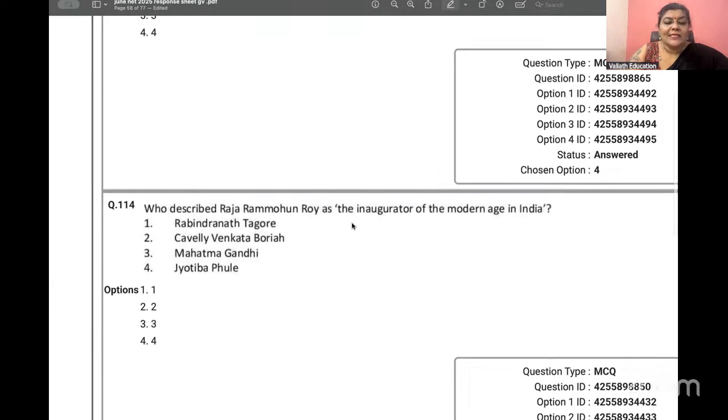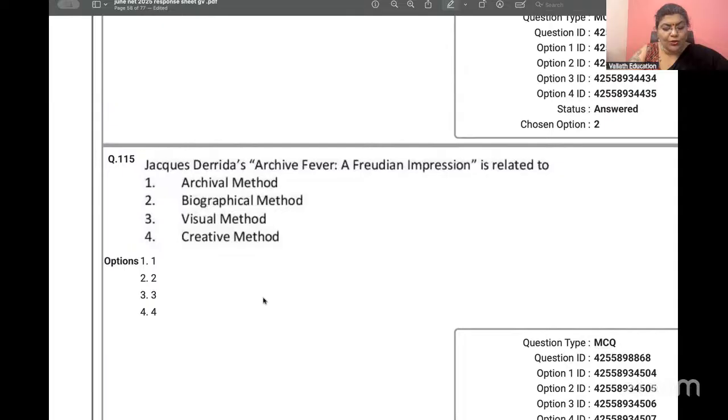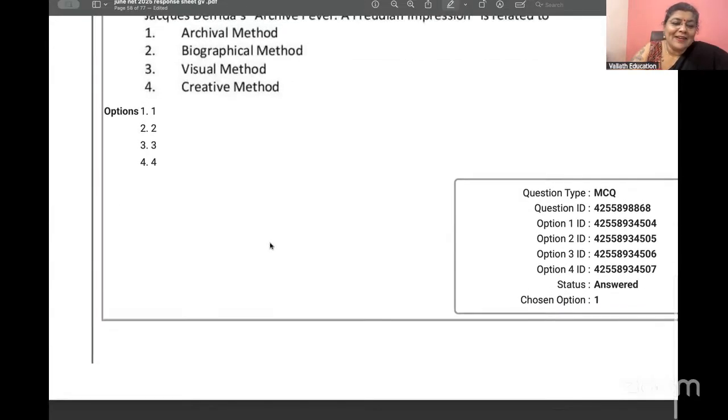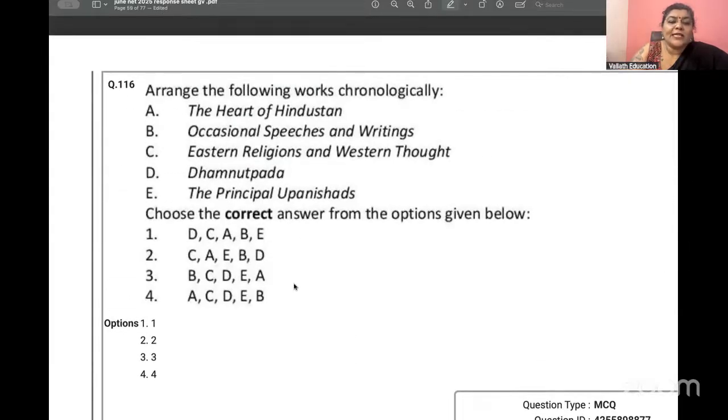Okay. Who described Raja Ram Mohan Roy as the inaugurator of modern age? Might be Mahatma Gandhi, might be Rabindranath Tagore. You don't know correctly. Not easy. It is Rabindranath Tagore. Now, this is a silly question. Even school children will write. Jacques Derrida's archive fever is about what? Archival method. What else? Don't overthink. Archival.